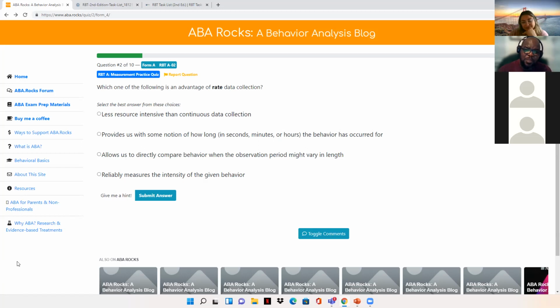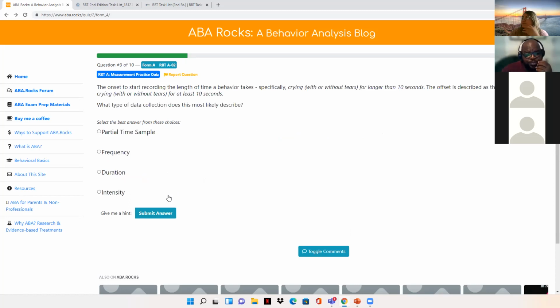Nagat, what do you think? Nagat? Is she off? I don't know, maybe. Oh, okay. I thought she wanted to say something. Okay, so let's see. Allows us to directly compare behavior when the observation period might vary in length. Woohoo! All right.